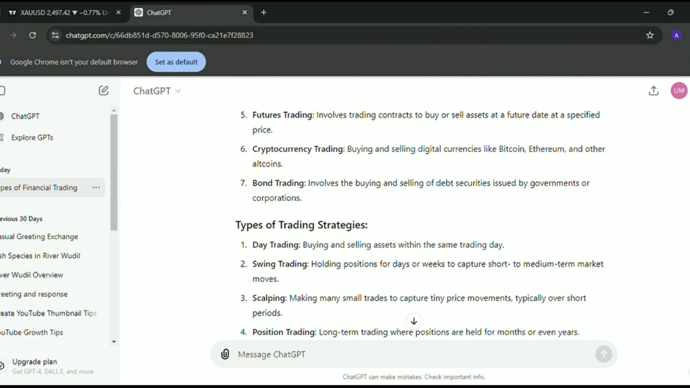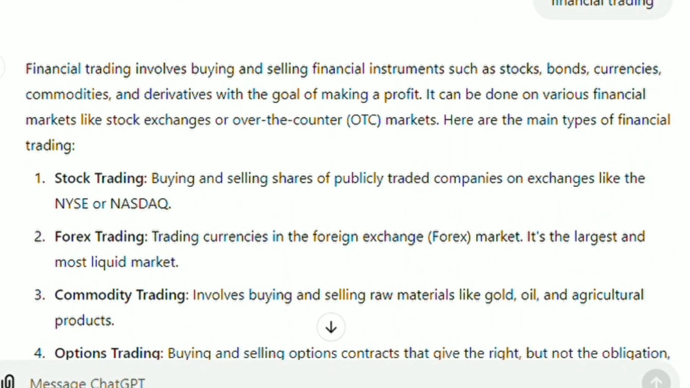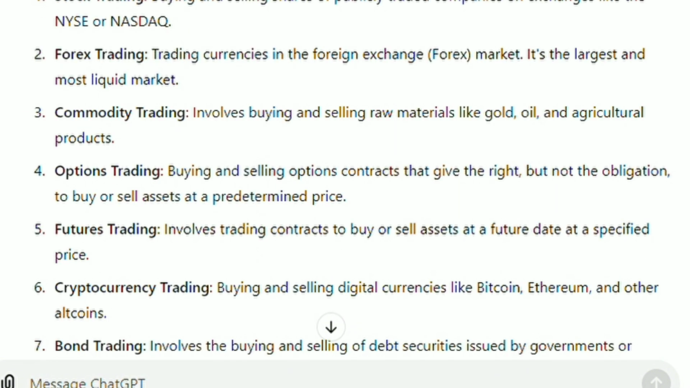As you can see, this is ChatGPT, and I searched for what is financial trading directly from there, and they say financial trading involves buying and selling financial instruments such as stocks, bonds, currencies, commodities, derivatives, with the goal of making profit. So the whole goal of trading is to make profit, make money. As you can see, we have many types of trading. This buying and selling is what we call trading. Buying and selling online, this is what we call trading. Even if it is all offline, it is trading.